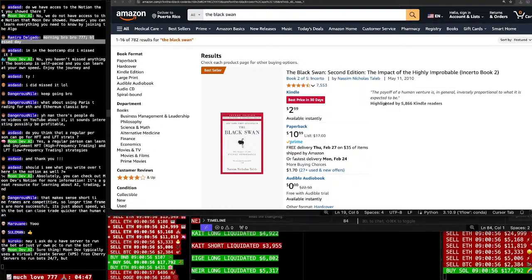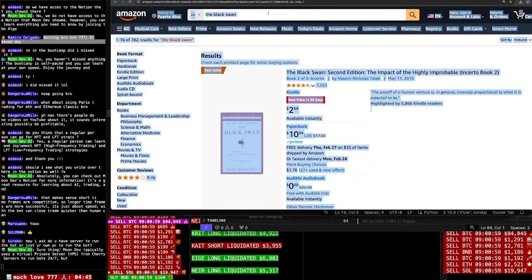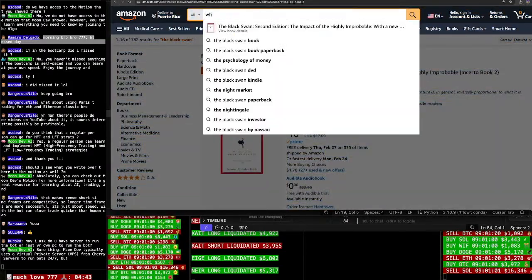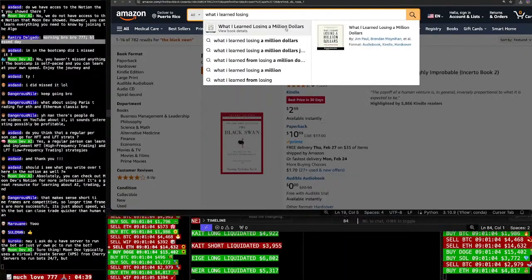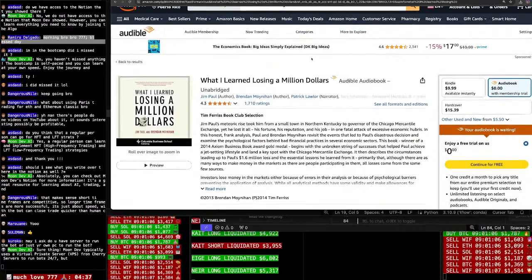The Black Swan is very important to read. What I Learned Losing $1 Million. Go ahead and read that one. Very good book.